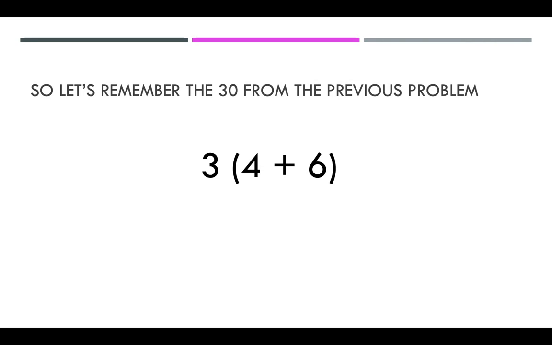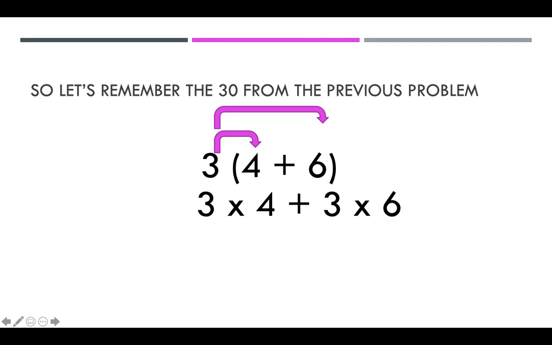So here we have the exact same problem again, but this time we're going to look at this from a standpoint of distributing. So the first thing I'm going to do here is I'm going to say, well, if I have this 3 and I know that the parentheses mean to multiply, I'm going to take this 3 and I'm going to multiply it by this 4. But if I multiply 3 by this 4, I also must multiply this 3 by 6.